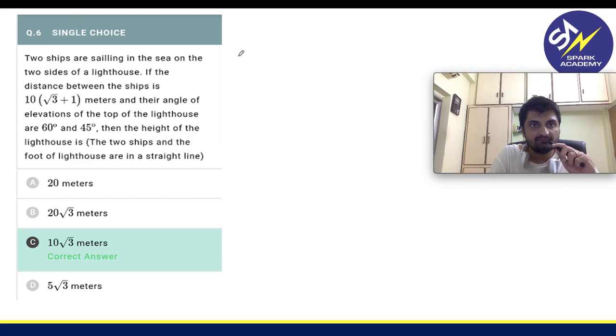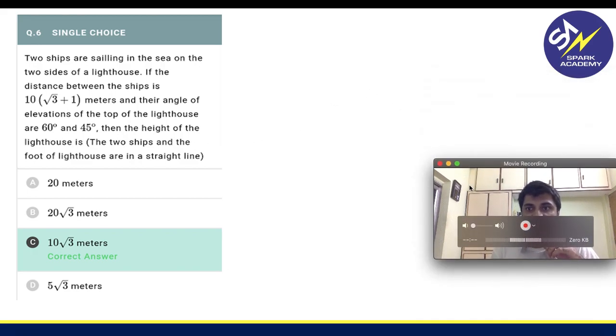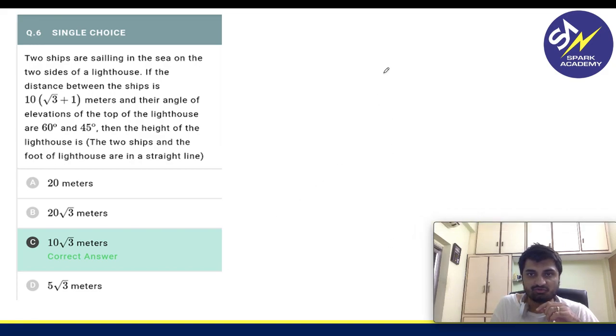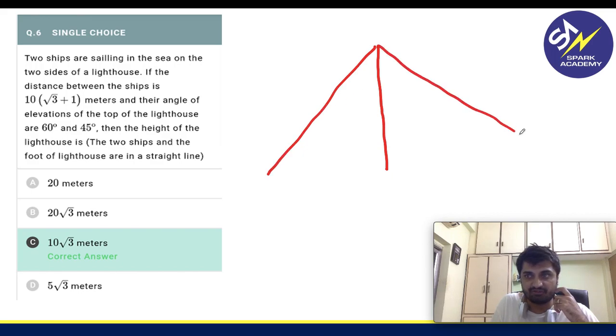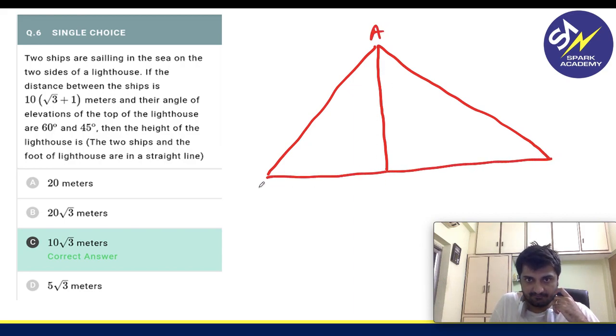Now look at the 6th question, guys. Two ships are sailing in the sea on the two sides of the lighthouse. So what we will do is, first let me draw the lighthouse for you. This is the lighthouse. If the distance between the ships is 10 root 3 and the angle of elevations from the top of the lighthouse are 60 degrees and 45 degrees respectively. So I will draw like this. This I will call it as A, B, C, D.